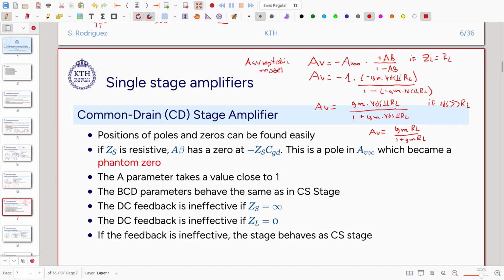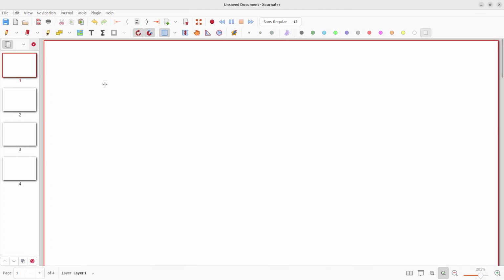Okay, let's do it very quickly using traditional classical circuit theory, so you get a grasp of that. Using the classical circuit theory. Let's see.